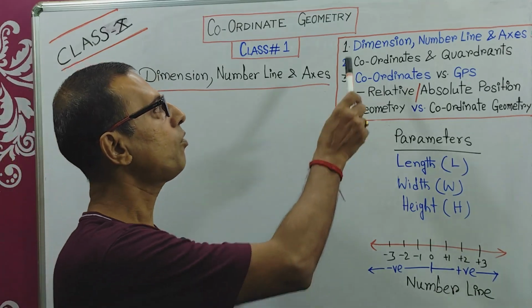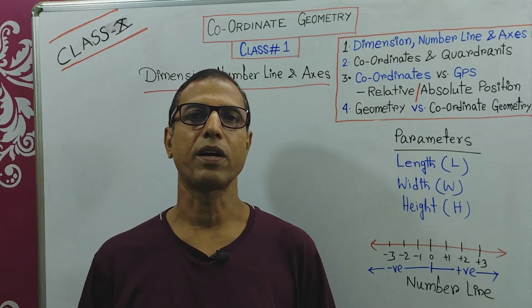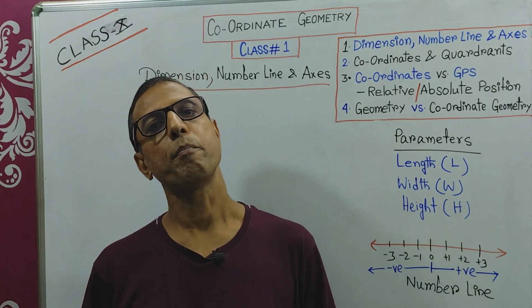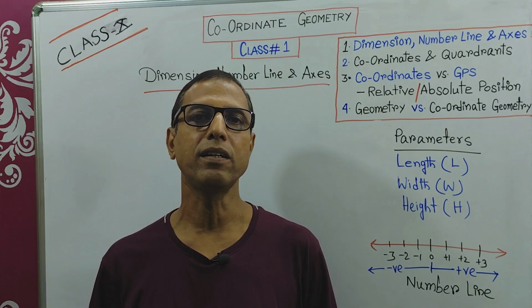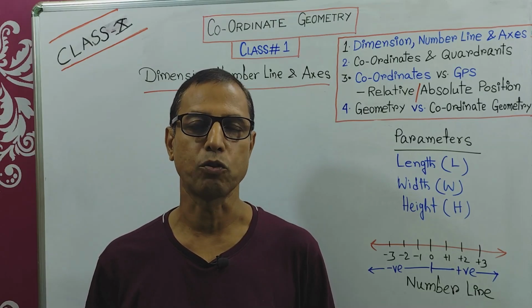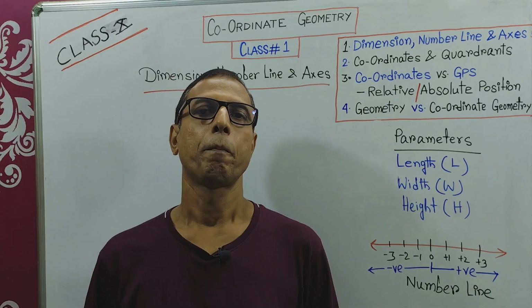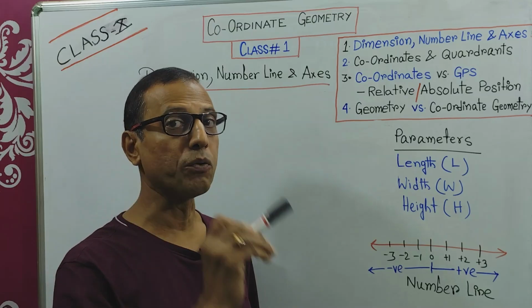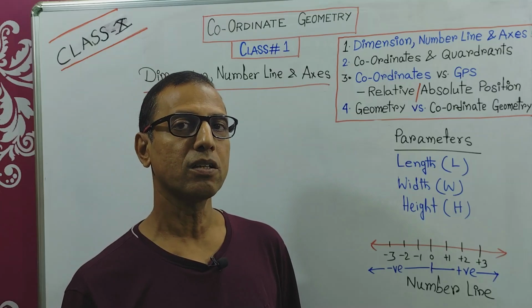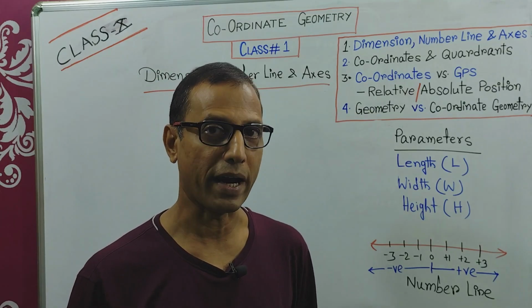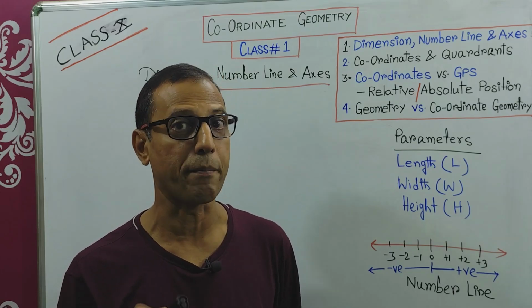Now let's understand what is dimension. The dimension of an object is the number of parameters or axes required to specify the position of a point on or in that object. There are a few keywords you need to remember: parameters and axes. The number of parameters or number of axes required to specify the position of a point in that object is called the dimension of that object.